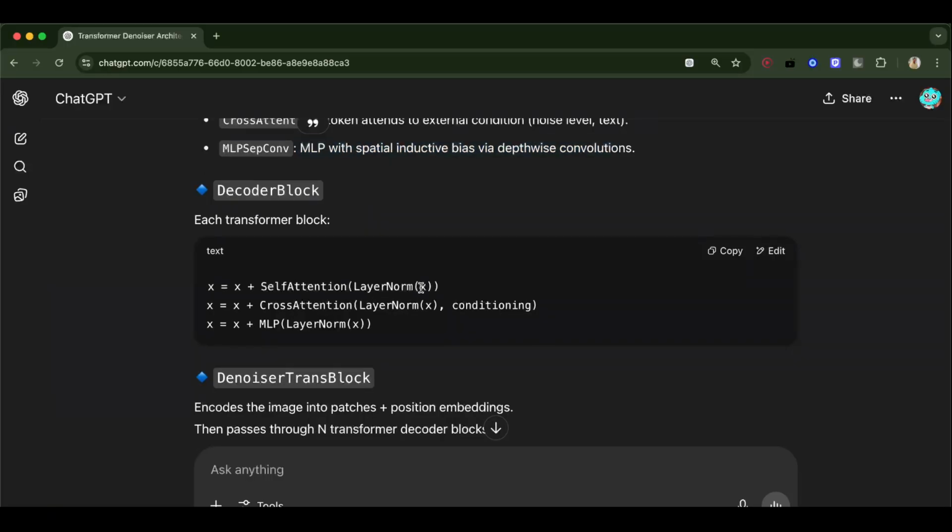So we have our input pass through layer norm, pass through self-attention with residual connection. Then we layer norm the input and conditioning in cross-attention and residual, and then the MLP and residual. So we process our X, but we also add the raw X, so this will learn to preserve some data.